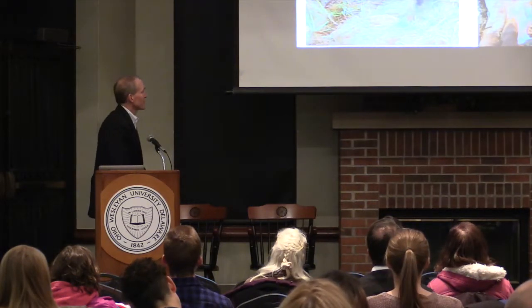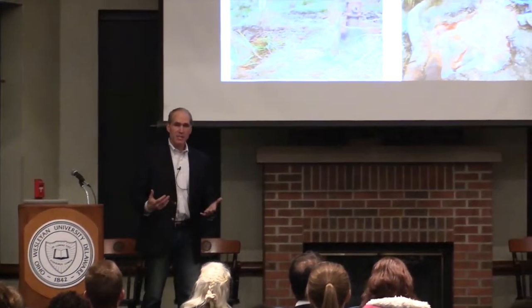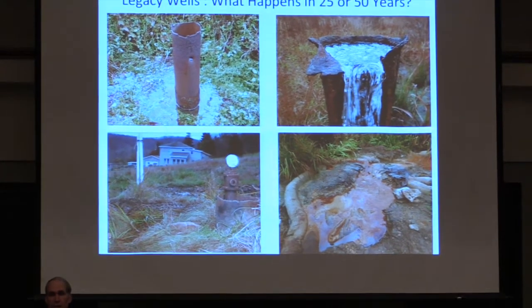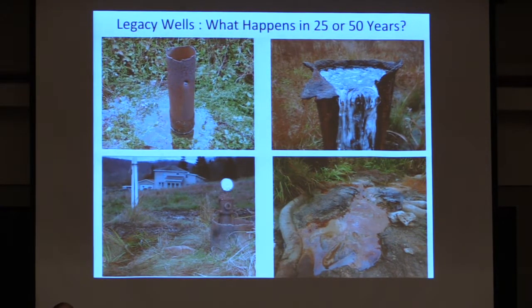Something I've gotten increasingly interested in is legacy wells. I'm an environmental scientist. I'm an academic. I have the luxury of thinking about years and decades, and I don't have to worry about quarterly reports and income statements and things like that. So what have we done in the past that causes problems now, and what are we doing today that might cause problems 25, 50, and 75 years into the future?